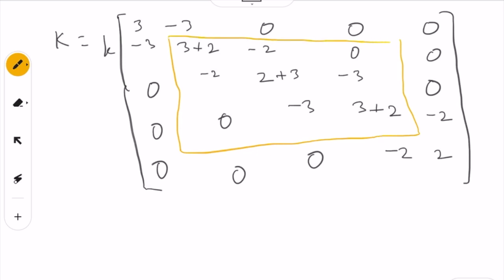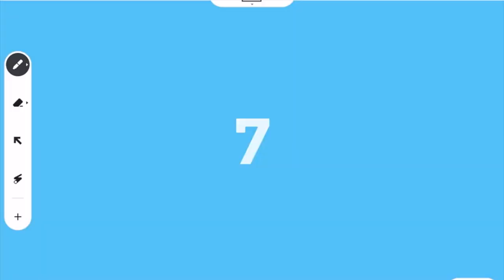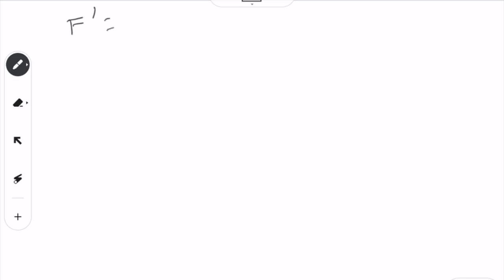Okay, instead of 5 by 5 we will have 3 by 3. So this is k dash. Okay, so now the equation becomes simply, here k dash will be equal to 5 minus 2 0, minus 2 5 minus 3, 0 minus 3 5. Yeah. So this is what our k dash is, and hence we can use f dash is equal to k dash times u dash, hence r1 r2 r3 is equal to k dash.